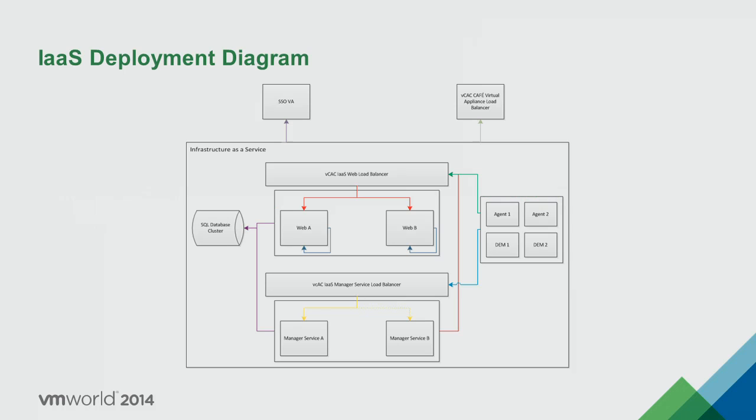Okay, next I wanted to talk about the infrastructure as a service portion of the product in its own context. You have the vCAC, you have the IS Web Load Balancer, you have the IS Manager Service Load Balancer, which, as mentioned before, is active-passive, and both of those have two IS boxes behind them. You also have your SQL cluster, which we also support mirroring, however you've configured a SQL server. In addition, you'll have your external agents and DEMs.